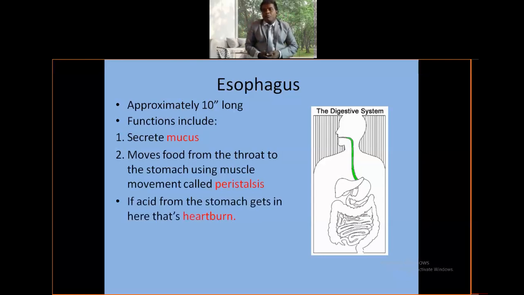Next, the esophagus, if acid from the stomach... sometimes the LES will be there. This is the esophagus, which enters into the stomach. Here one sphincter is there, at this hole-like structure of the stomach. That sphincter is called the LES. Where the sphincter is loose.